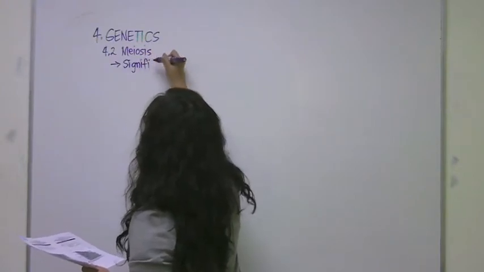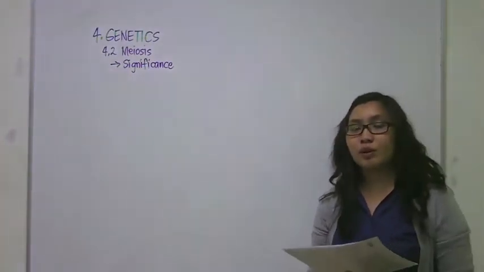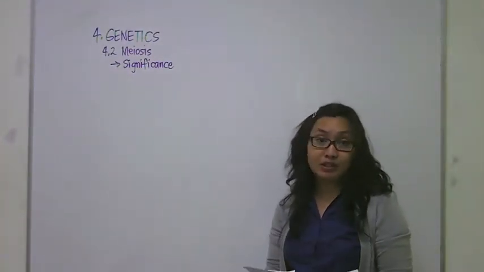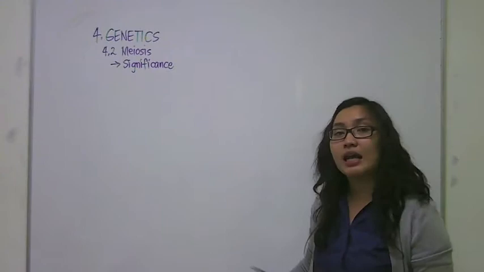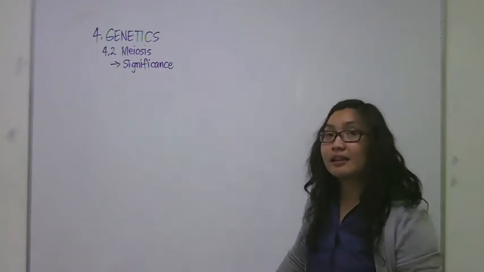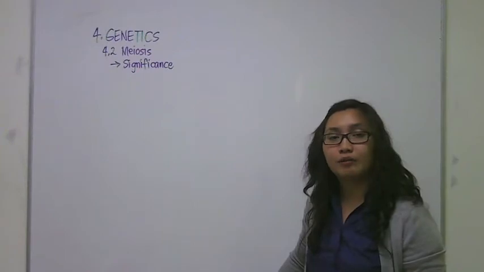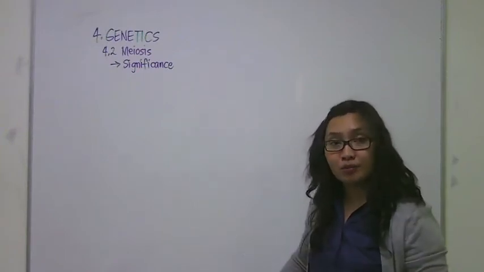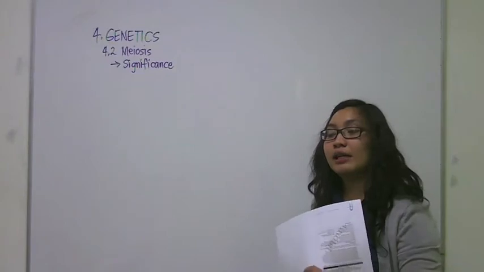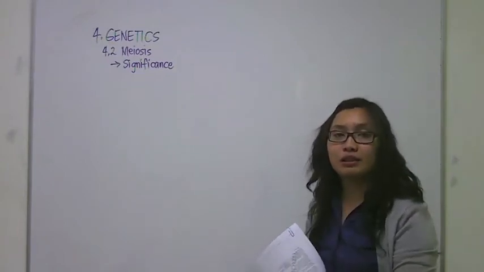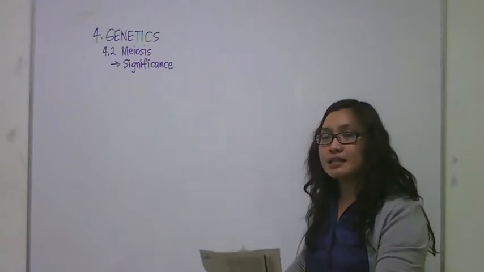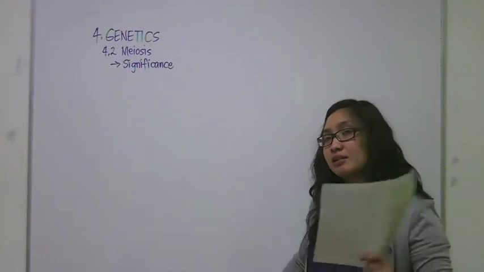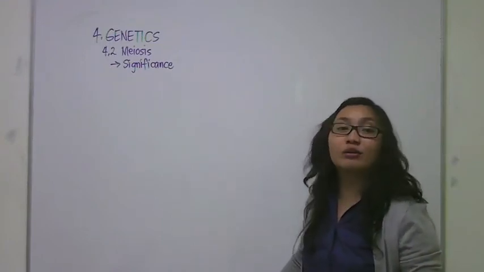In the case of meiosis, we have to explain the significance of the process. Meiosis is used for cell division in the production of gametes, or sex cells. As we all know, sex cells contain haploid chromosomes, because they only have half the total amount of chromosomes. So if we have 46 chromosomes, each sex cell should only have 23.